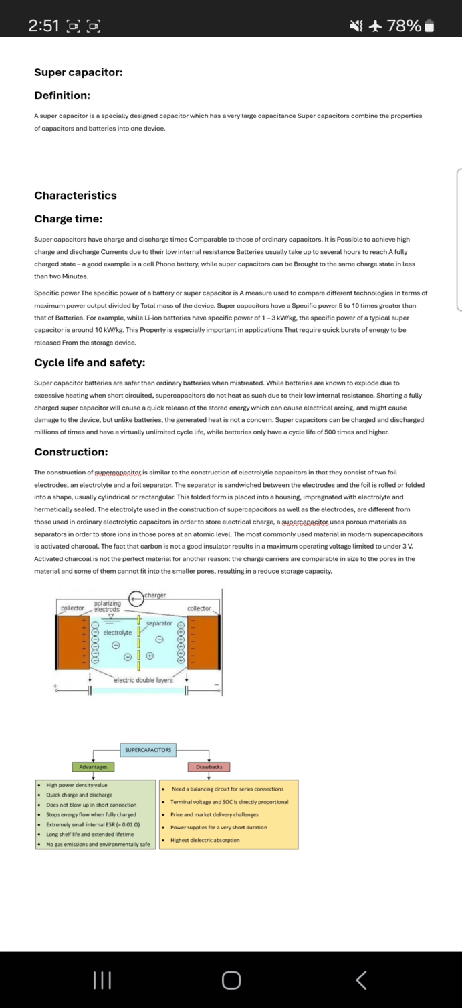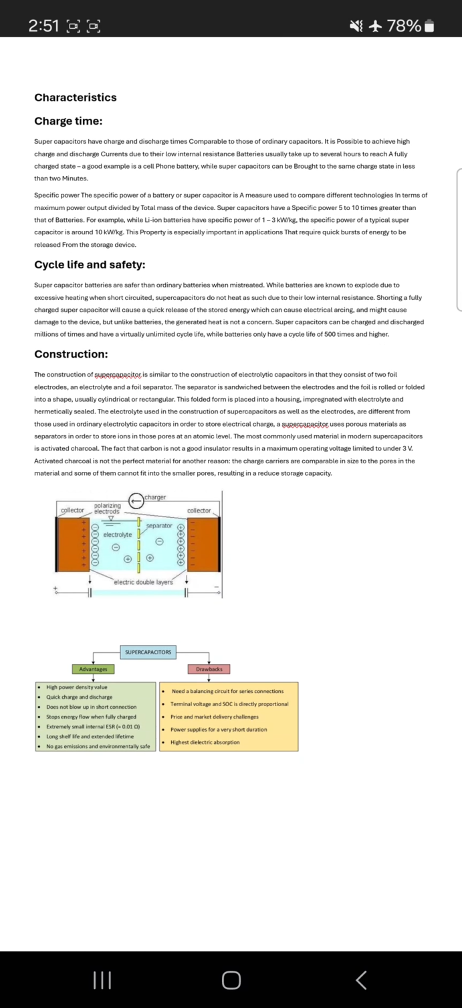Then move toward the construction. The construction of a supercapacitor is similar to that of an electrolytic capacitor in that they consist of two foil electrodes, an electrolyte, and a foil separator. The separator is sandwiched between the electrodes and the foil is rolled and folded into shape, usually cylindrical or rectangular. This folded form is placed in a housing impregnated with electrolyte and hermetically sealed.